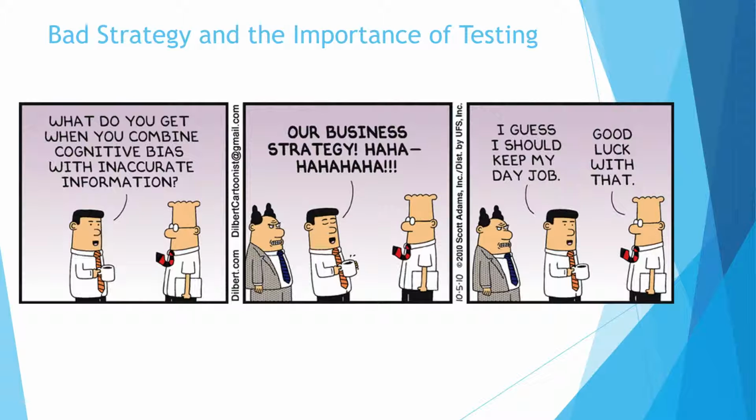And here we have Ted, who is practicing his joke telling. And he says, what do you get when you combine cognitive bias with inaccurate information? Pause. Our business strategy. And as we can see, his boss is standing right behind him. I guess I should keep my day job. And Dilbert says, good luck with that.